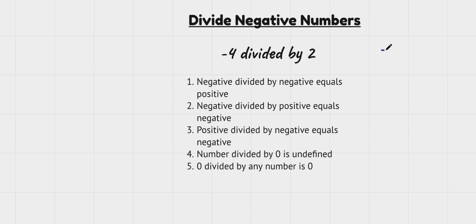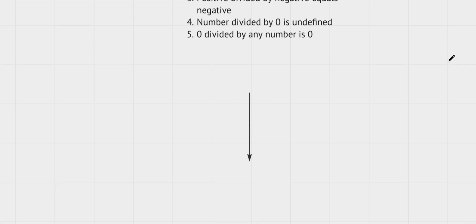So here we have -4 divided by 2. So that kind of looks like this. It looks like a fraction, but it's really just division. So -4 divided by 2 is negative divided by positive. So the answer will be negative. So the answer is -2.